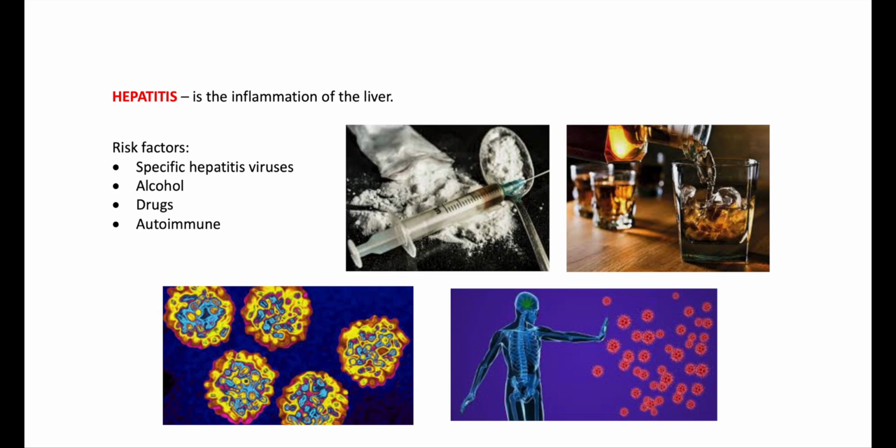Drugs: hepatitis can be transmitted when using IVs that have been used by someone with hepatitis. Autoimmune hepatitis happens when the immune system mistakenly attacks the liver cells.